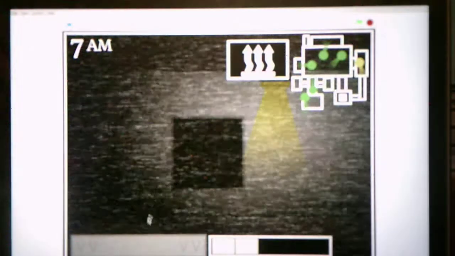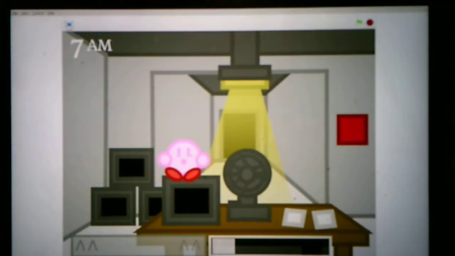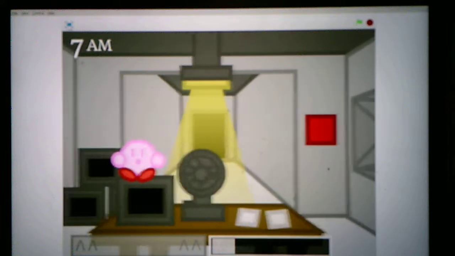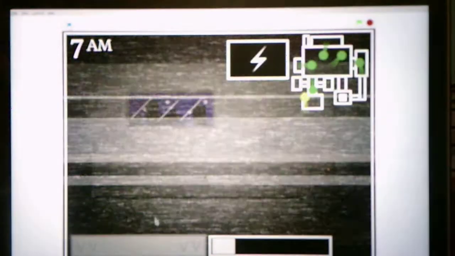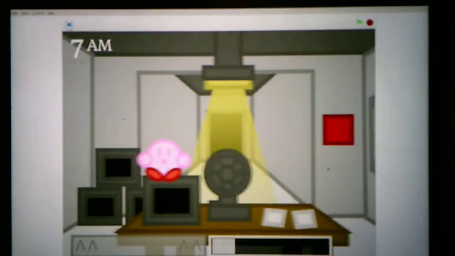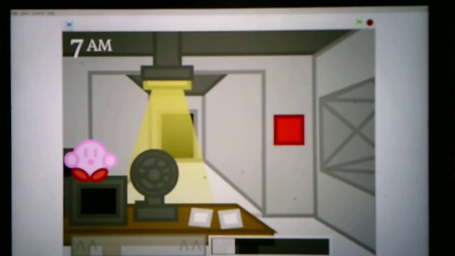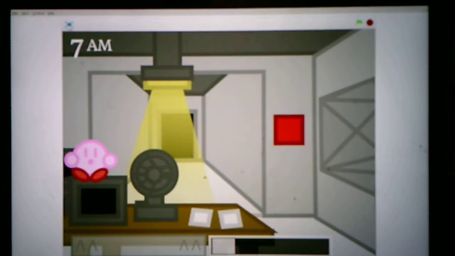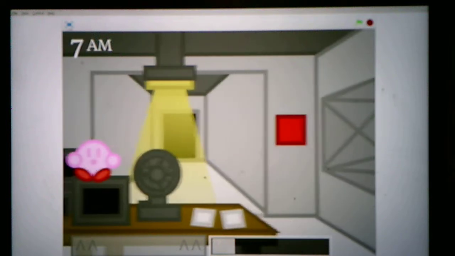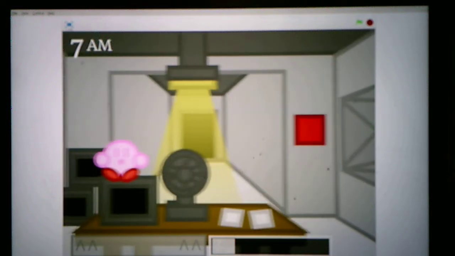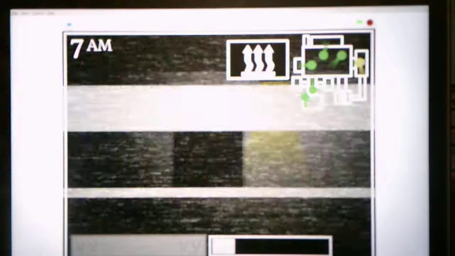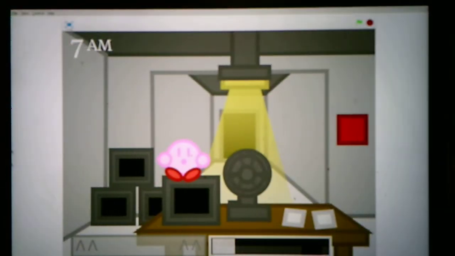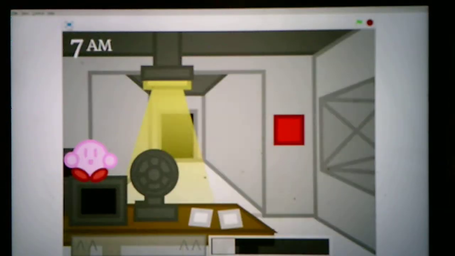I gotta check those cameras. Okay, and I'm down to one bar now. Okay, I'm just gonna check the camera one more time, because I'm down to one bar. But, I mean, we're going to beat this night anyway, so we don't have to worry about checking the camera right now because we're going to make it to 8 a.m. We're going to make it. Okay, I had to check the camera again real quick to see if anyone came.